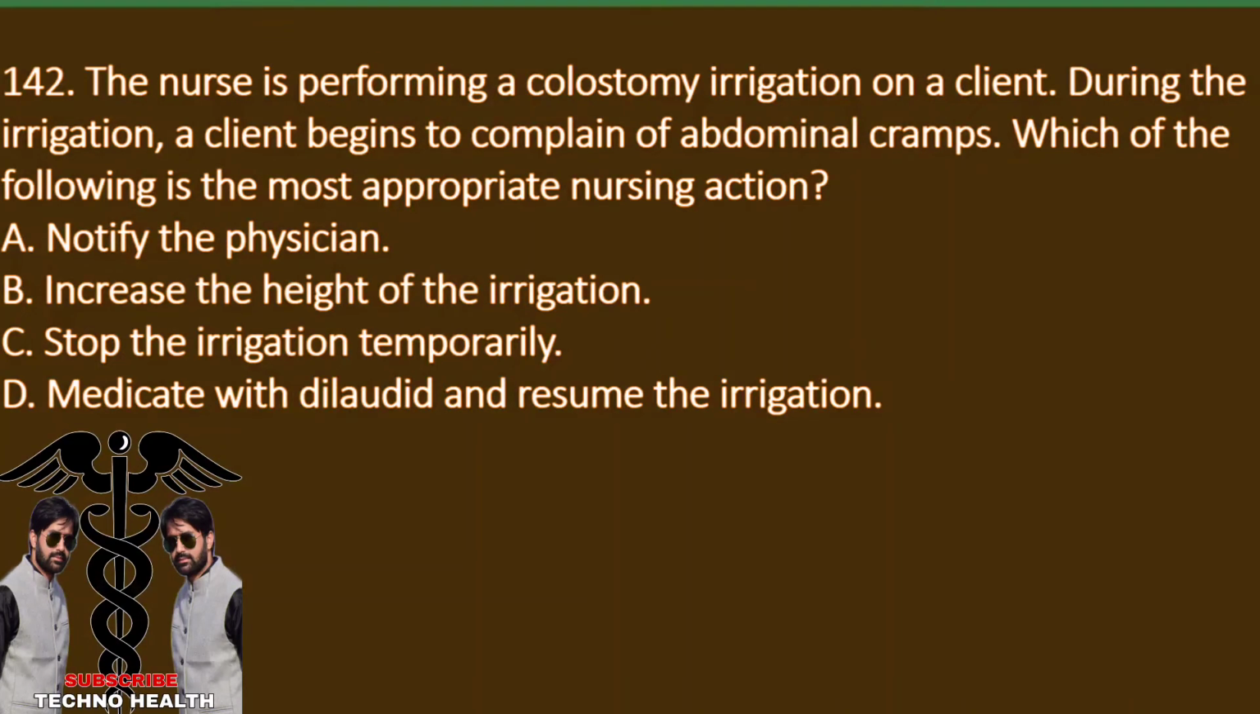Question 142. The nurse is performing a colostomy irrigation on a client. During the irrigation, the client begins to complain of abdominal cramps. Which of the following is the most appropriate nursing action? A. Notify the physician. B. Increase the height of the irrigation. C. Stop the irrigation temporarily. D. Medicate with Dilaudid and resume the irrigation.